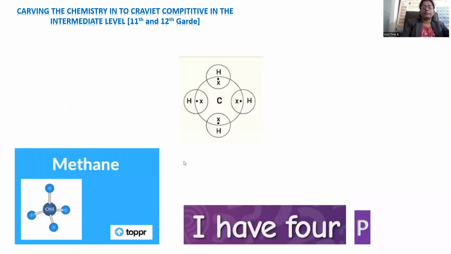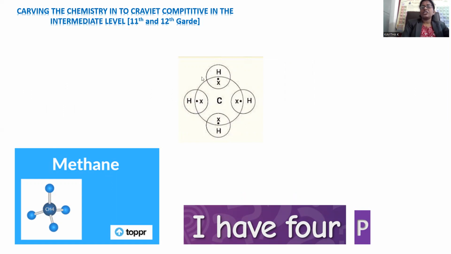Move on to the next one. Methane. Methane is also an sp3 hybridized carbon, where carbon is accompanied by four hydrogen atoms with four covalent bonds. The four bonds are denoted with shared electrons like this. If you count 2 + 2 + 2 + 2, a total of 8 electrons are participating in the tetrahedral methane molecule formation.